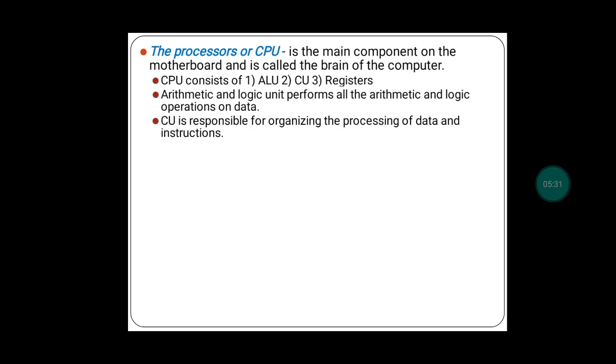Next is control unit. Control unit is responsible for organizing and processing of the data and instructions. Means what? You are giving input 2 plus 2. Who does this processing? Arithmetic unit. Controlling means, in the sense, whatever input you are giving, 2 and 2 input you are giving, that data has to be brought from your input devices to the arithmetic and logic unit.